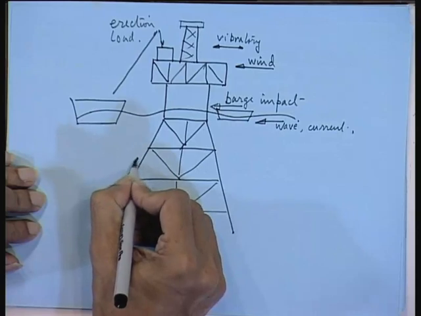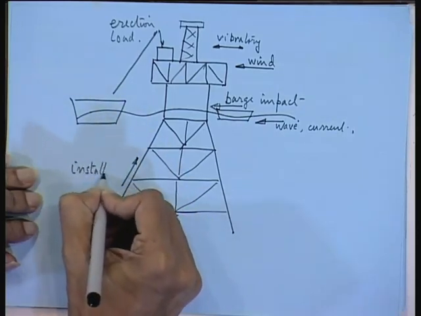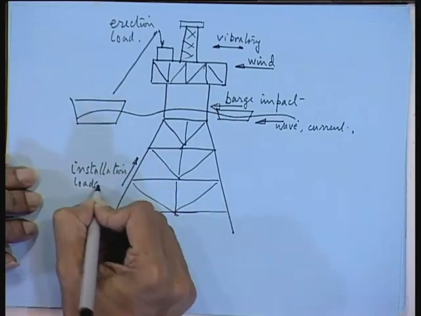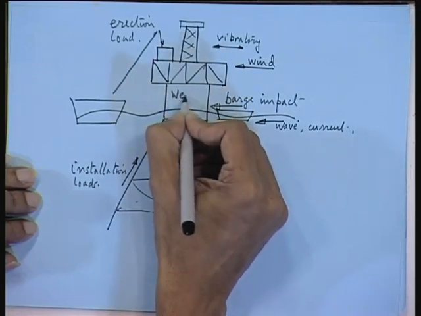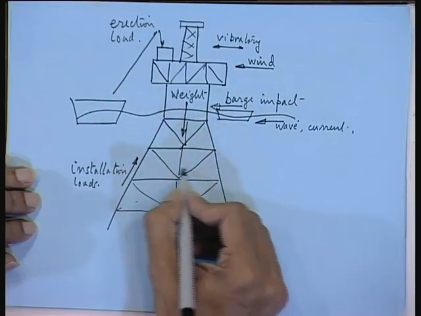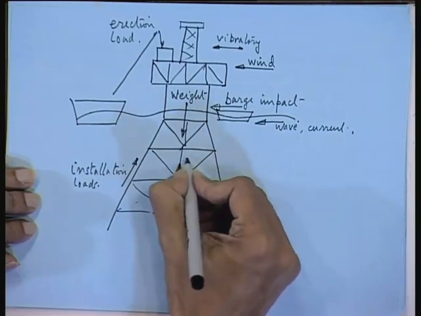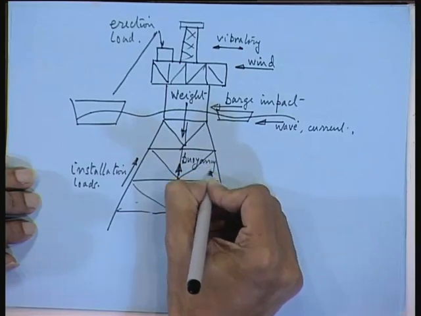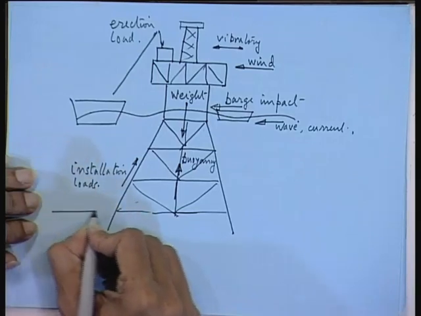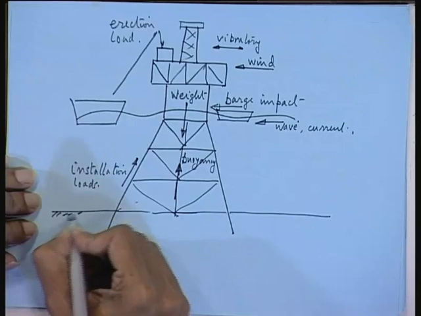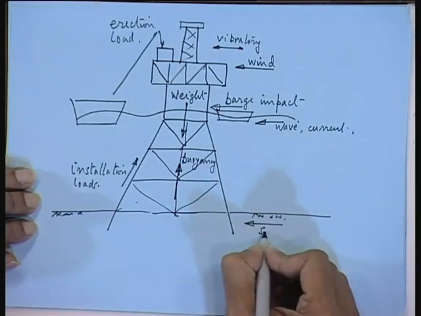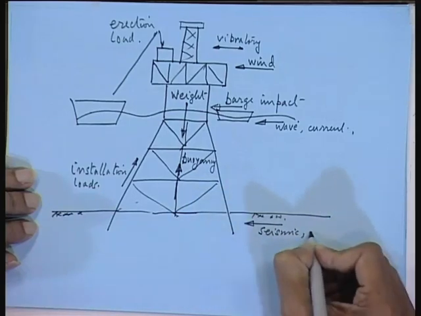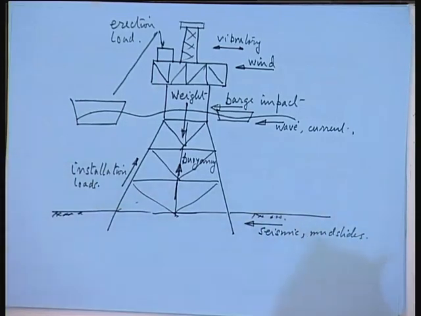Then you can have installation loads. So weight is going to come down from here. Now what else is going to act? Buoyancy. Now your structure is below the seabed. So here you will find seismic, coming from earthquake, mudslides. These are the different types of loads that normally act on the jacket platform.